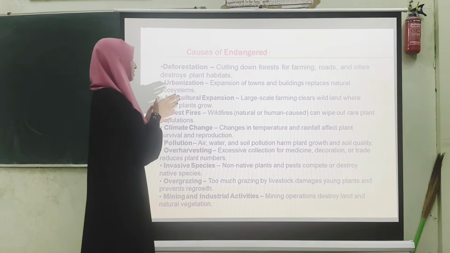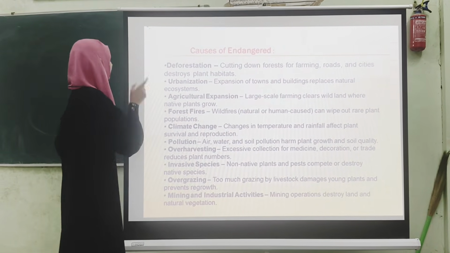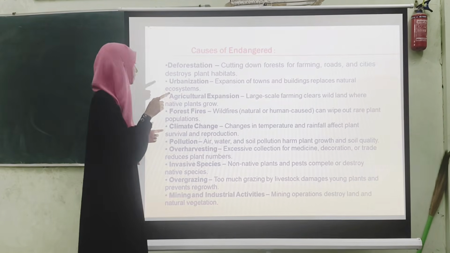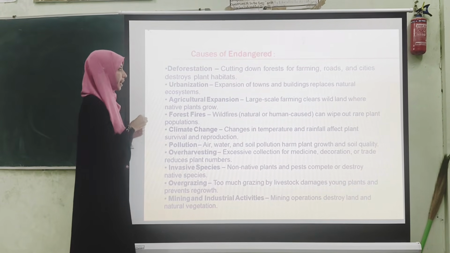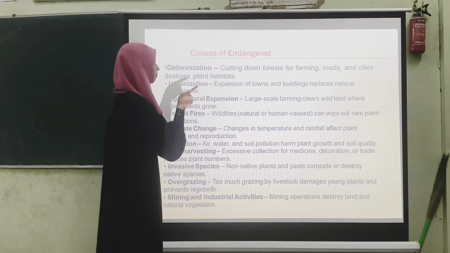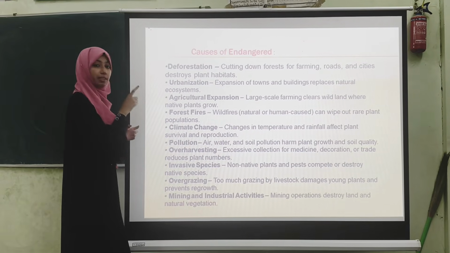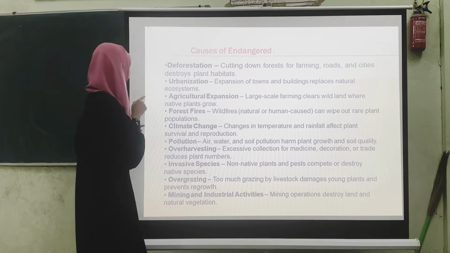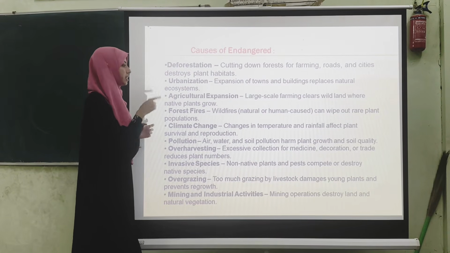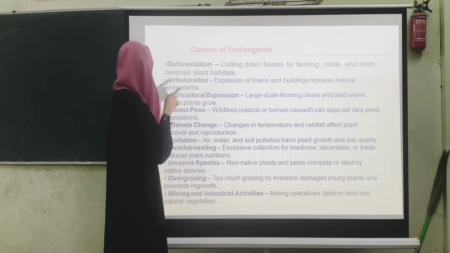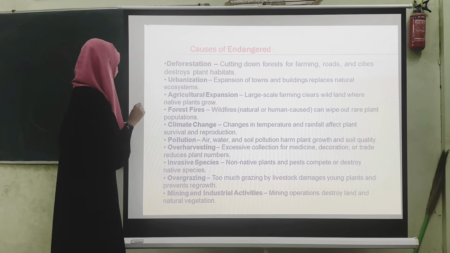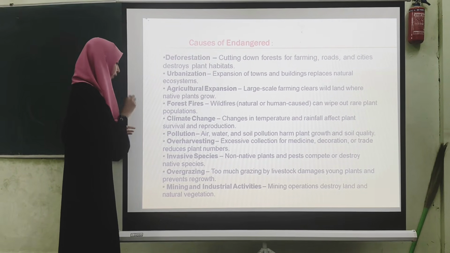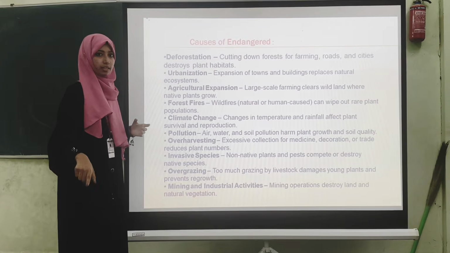Causes of endangered plant species and conservation methods. Deforestation: cutting down forests and building roads and cities destroys plant habitats. Urbanization: expansion of towns and buildings replaces natural ecosystems. Agricultural expansion: large-scale farming clears wild land where native plants grow. Forest fires, natural or human-caused, can wipe out rare plant populations. Also climate change, pollution, overharvesting, invasive species, overgrazing, mining and industries.